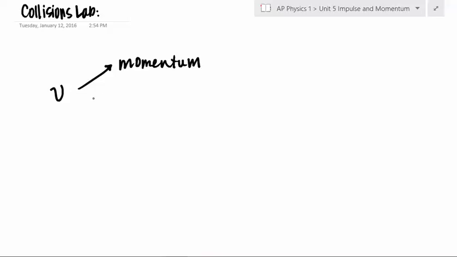Kinetic energy, good job. So momentum is calculated by the product of the mass and the velocity. Do you remember what kinetic energy is?